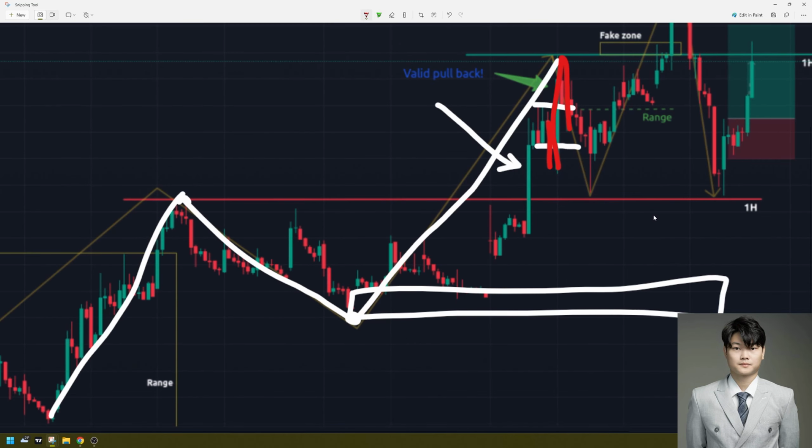Therefore, at this time, I can confirm that we have a range right over here, the original range right here, and the market continues expanding the range bigger and bigger like this, and bigger on the upside.